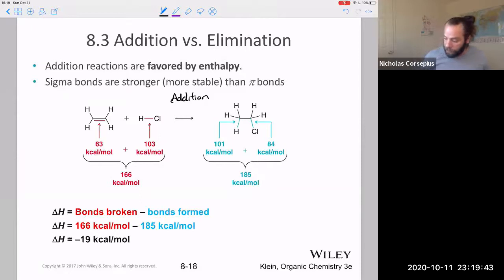We see that the addition reactions are enthalpically favored, right? Because if we calculate all the bonds being broken versus all the bonds being formed, we see that actually energy is being released in these addition reactions. The bonds that are being formed are stronger than the bonds being broken. Okay, and that has a lot to do with the fact that sigma bonds are stronger or more stable than pi bonds.